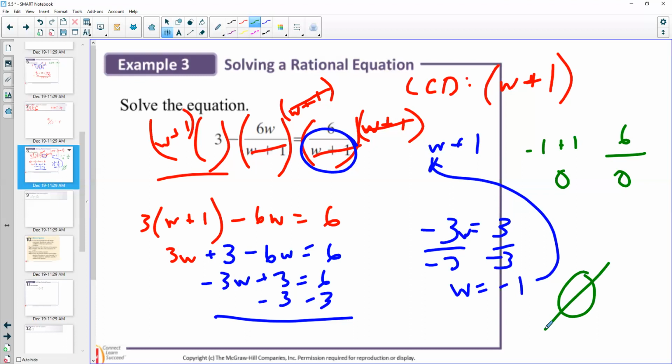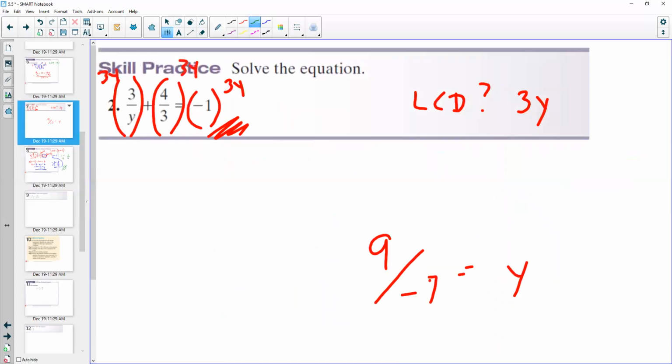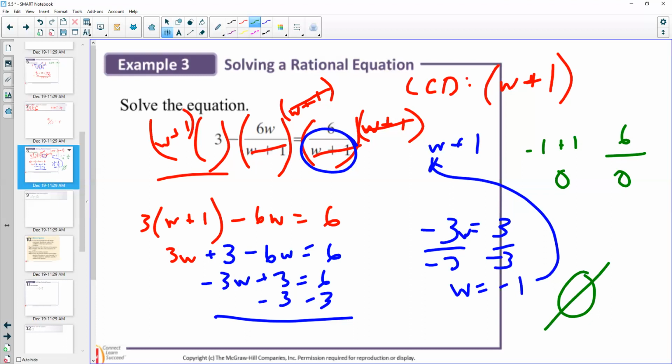Okay, so when you have a variable denominator, and we should have done it up here too, we should have gone back in and checked to make sure our answer worked. In this case, it doesn't. And because it doesn't, it means that this equation has no solution at all. All right, let's try another.